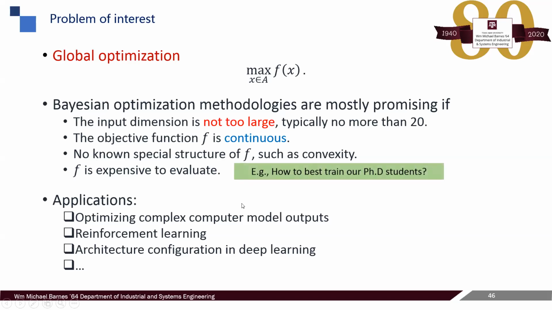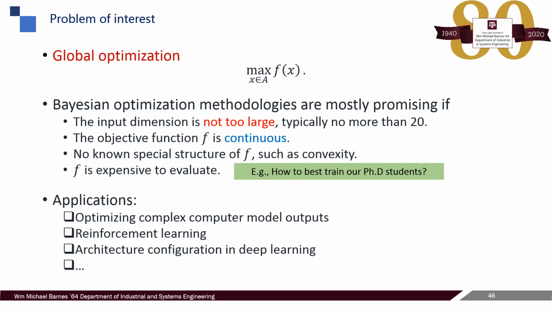For example, if the question is how to best train our PhD students, then this is definitely a function which is expensive to evaluate, right? Say you have an idea to train a PhD student, but if you want to validate your idea, it may take a long time, like 4 to 5 years until the PhD student graduates. So that's an example of an expensive function. Also, training a neural network is expensive. It may take a few hours to a few days to train a specific neural network. If you want to change the architecture, you have to train it another time, so each time takes a few hours. This F is also expensive to evaluate.